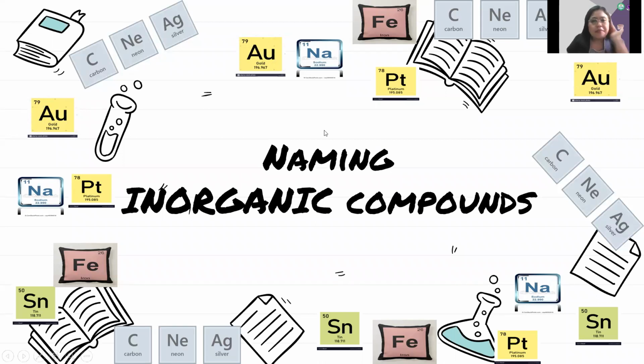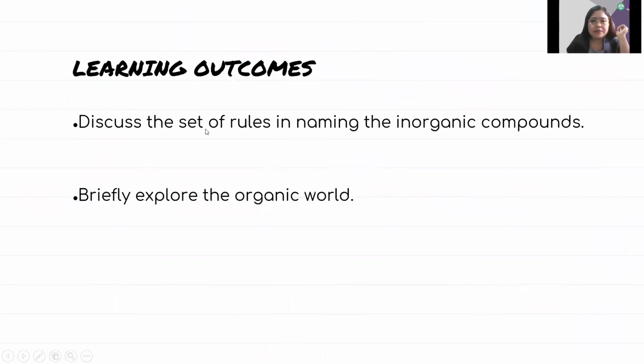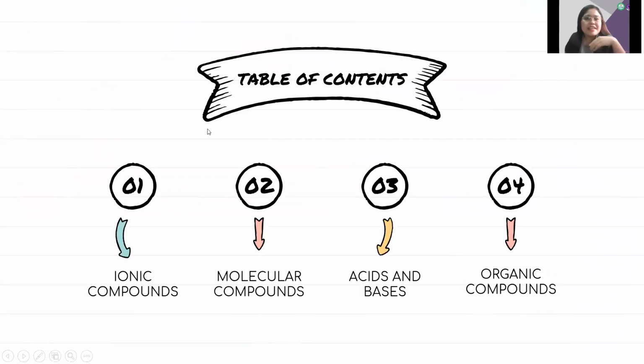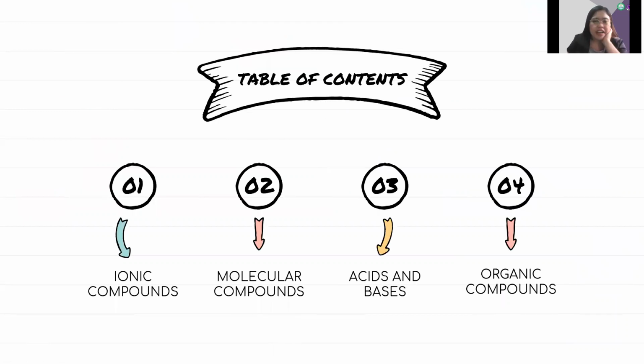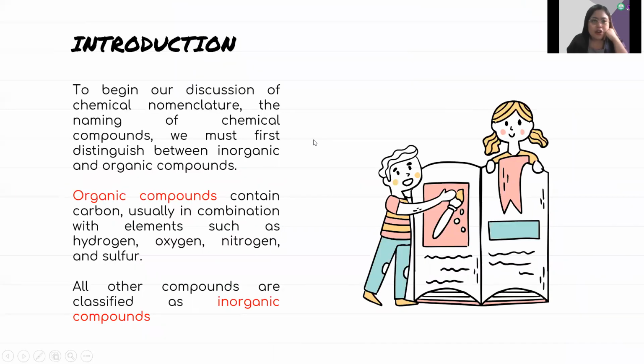So we have again naming inorganic compounds. Okay, we will be discussing the set of rules in naming and briefly explore a little of the organic world. So the table of contents: we have here the ionic compounds, molecular compounds. We will also talk about acids and bases and just a little of organic compounds.